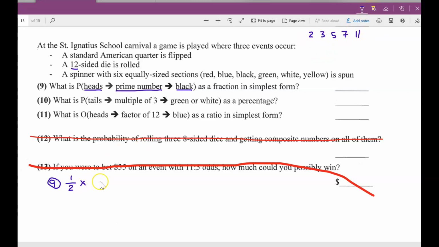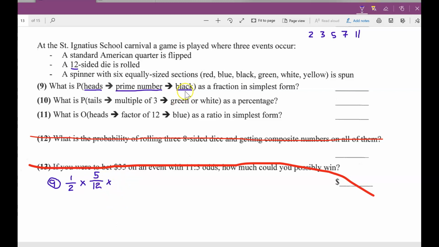So our denominator for this second thing is going to be 12, because there are 12 possible things you can roll on a 12-sided die. Of those 12, 5 of them meet our requirement and are prime. Put in our multiplication symbol.